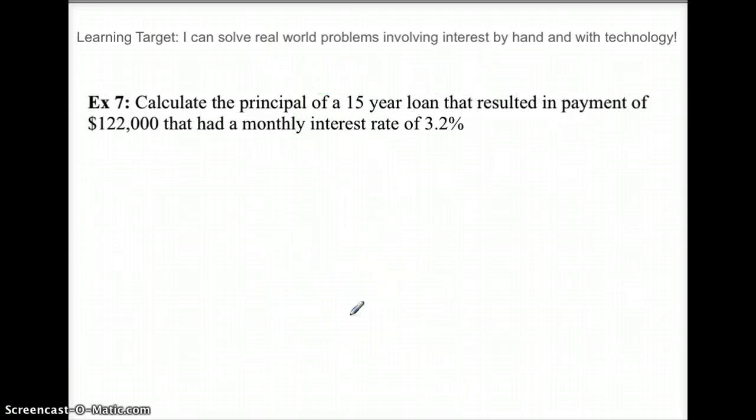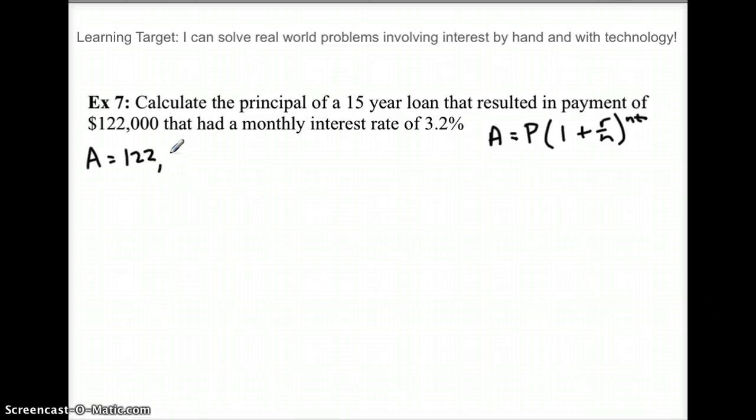Okie dokie, moving right along. Calculate the principal of a 15-year loan that resulted in payment of $122,000 that had a monthly interest rate of 3.2%. Okay, so this time I'm solving for P. I don't know the principal, but let me write the formula again so we can think about what letters we must know. If I'm solving for P, that means I must know A if I have to leave P blank, and I do. The result I ended up paying was $122,000.